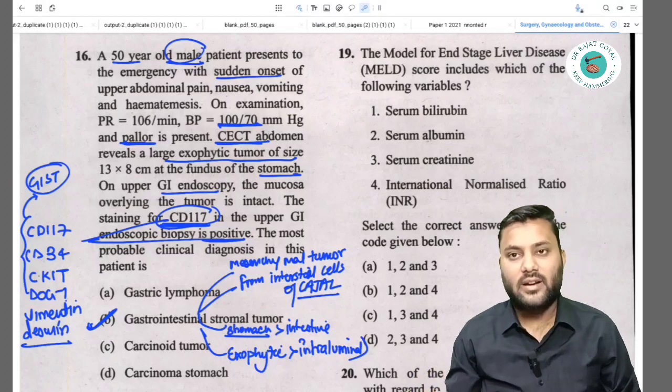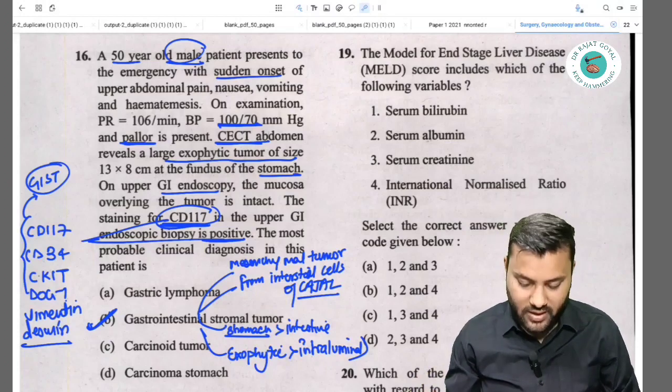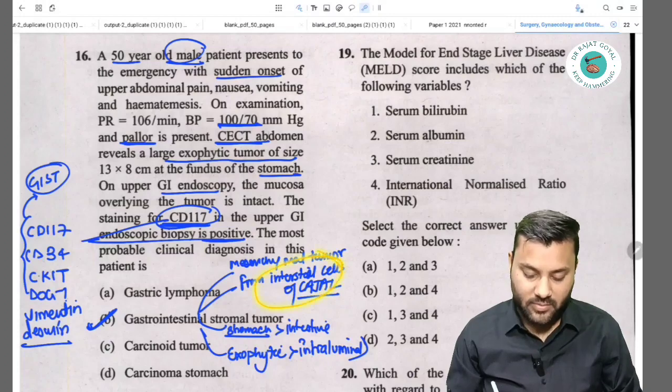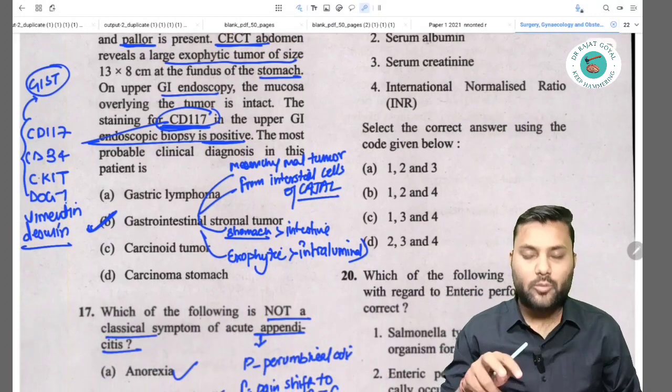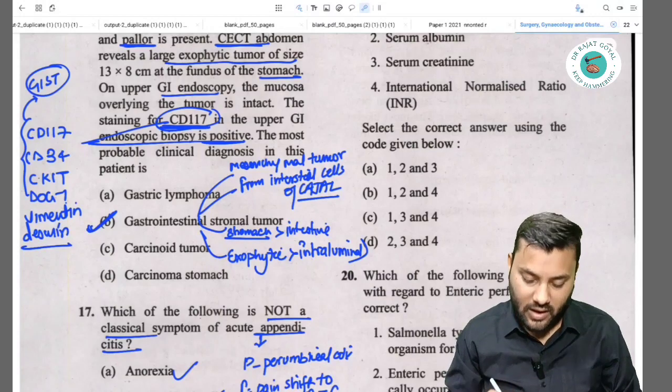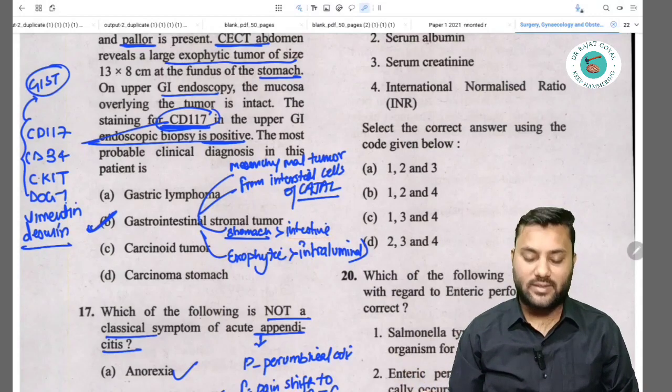And it is a mesenchymal tumor, not an epithelial tumor, and they arise from the interstitial cells of Cajal, and the most common site for them is the stomach. After that, the second most common site is the intestine.